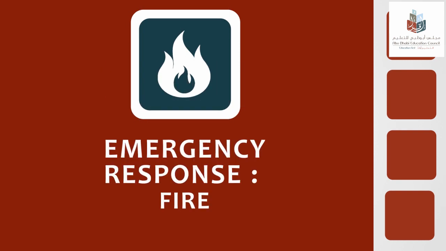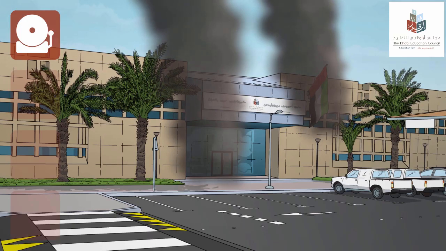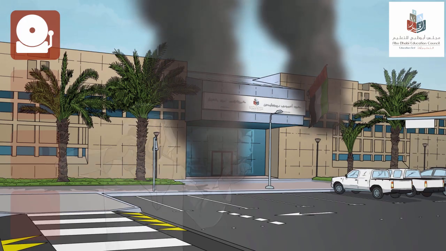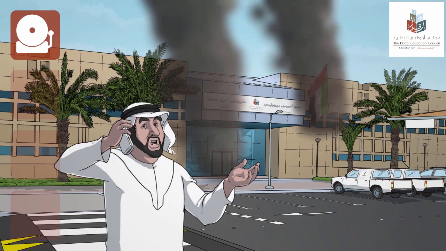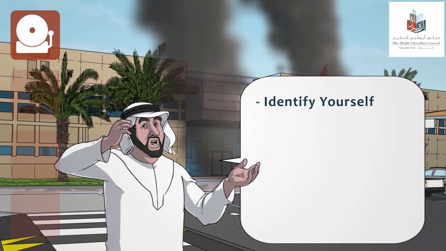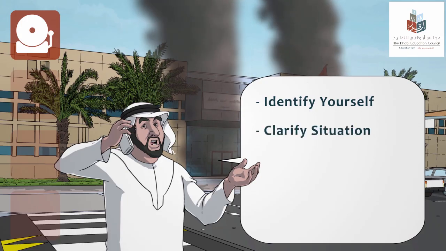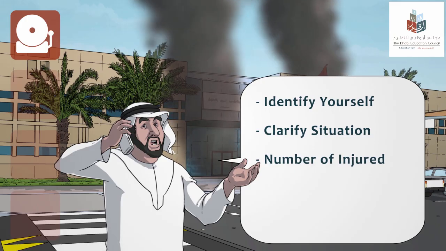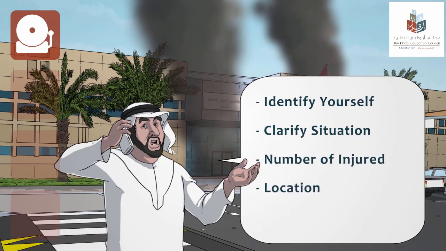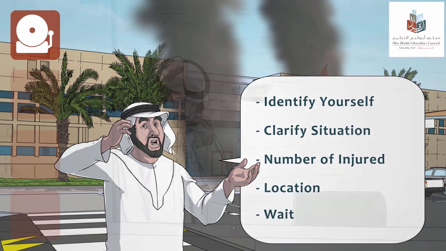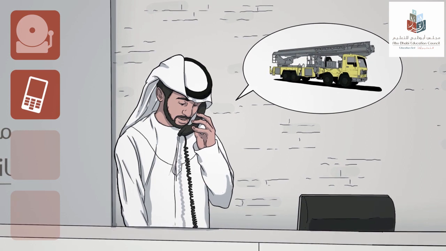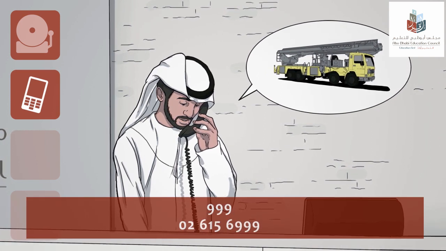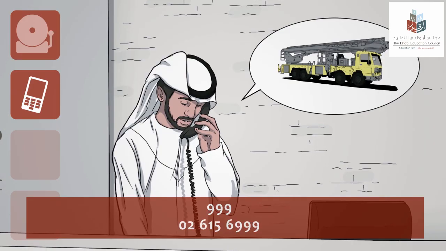Emergency response in case of fire. In case of fire, stay calm, activate the fire alarm, and notify immediately the EHS officer and security guards to identify yourself, clarify the emergency situation and what happened, specify the number of injured persons, identify the location, and wait for instructions. The EHS officer and security guard will immediately call and notify the civil defense at 999.